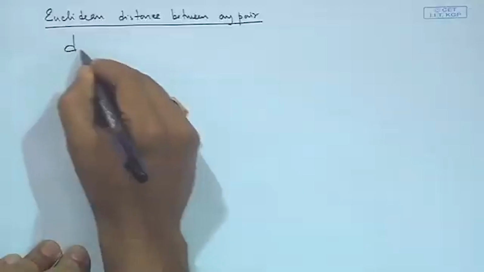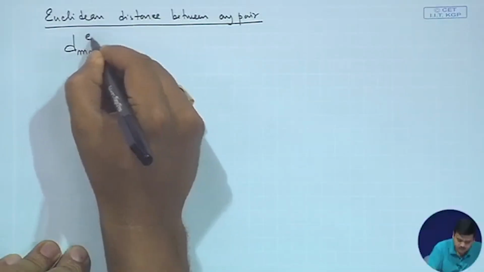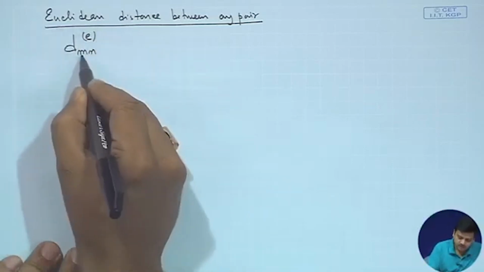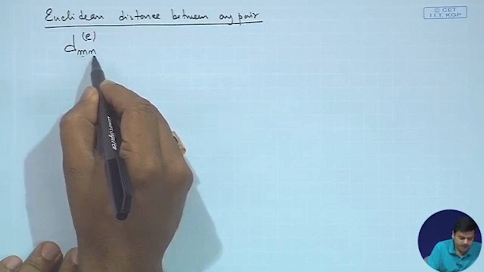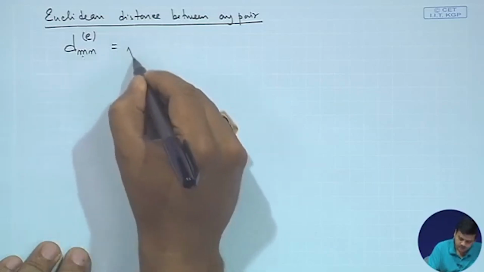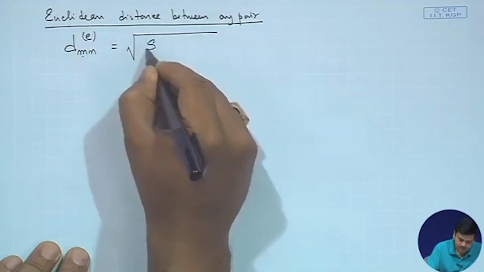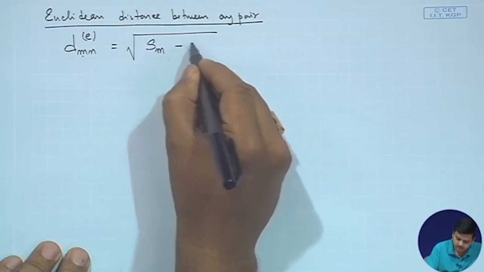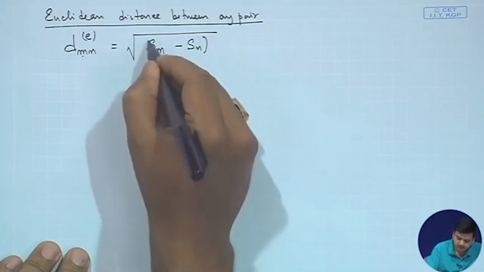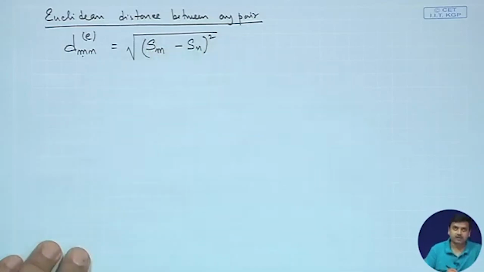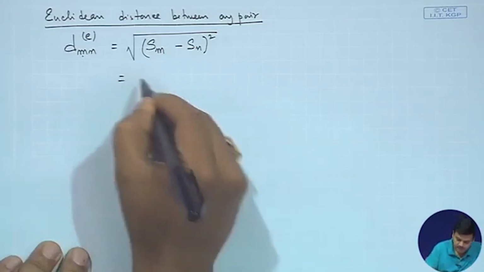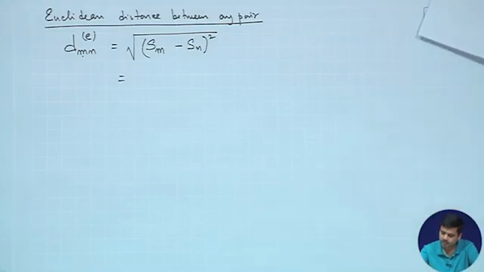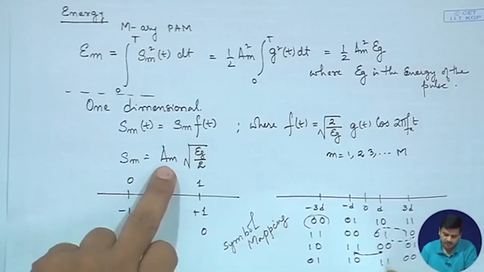So, D m n e, that is the notation that we write, Euclidean distance between the level m and level n. So, we define it as Sm, the symbol coefficient, minus Sn. So, this you can think of as vector notation, squared, and Sm we have already described how we should write Sm, that is we have it here, right.